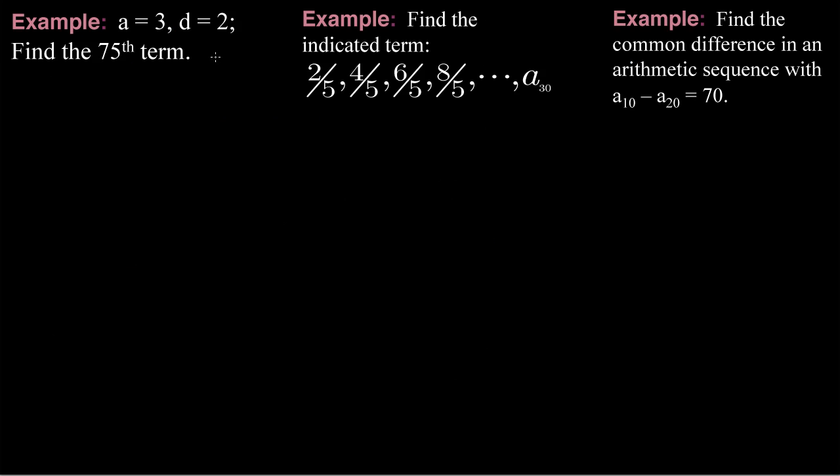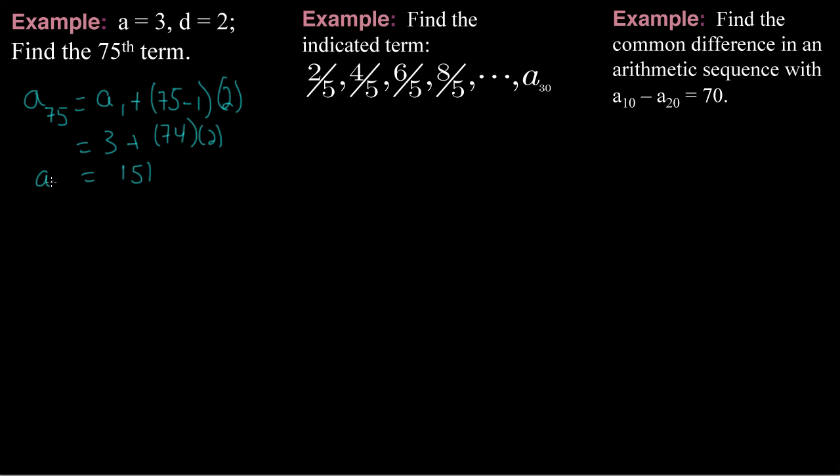So to look at an example, if I know that the first term is 3, and if I know the common difference is 2, and if I'm asked to find the 75th term, I start with my formula and say that the 75th term is the first term plus 75 minus 1 times the common difference of 2. 3 plus 74 times 2 gives me a total of 151. So I know that the 75th term is 151.